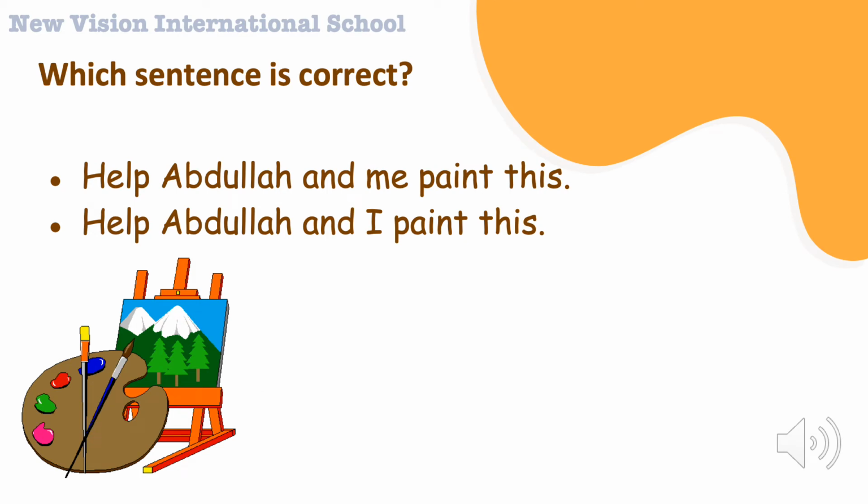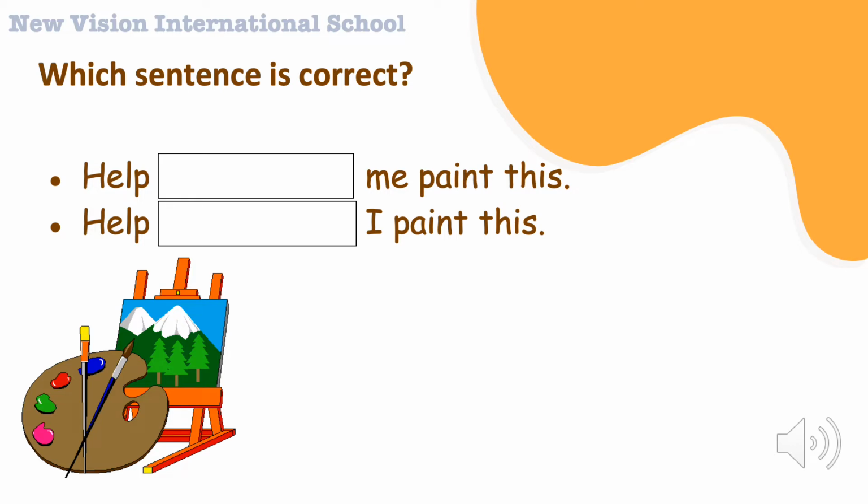Now, which sentence is correct? Help Abdullah and me paint this. Help Abdullah and I paint this. Let's cover the name and the word and. Now let's read. Help me paint this or help I paint this. You decide which is the correct answer. And the correct one is help me paint this. Superb!